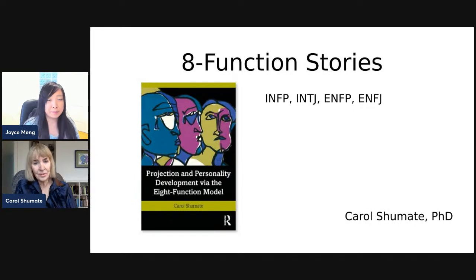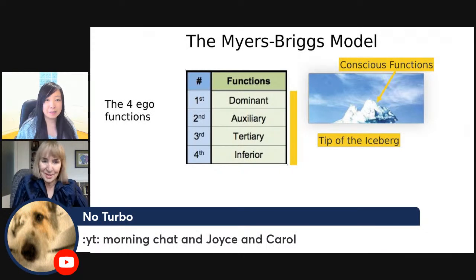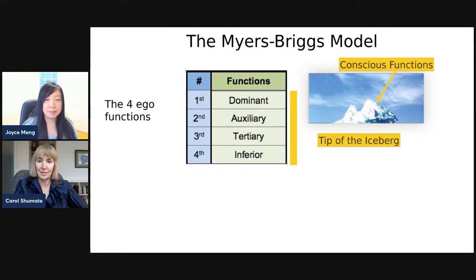The shadow is what everybody else in the world can see about us, but we cannot see in ourselves. But now, thanks to John Beebe's 8-function model, we can get access. Well, originally, thanks to Myers-Briggs, because they did the early work. And Jung himself, of course, did the original work in 1921, and then Myers-Briggs did this wonderful codification of Jung's model with the 4 ego functions.